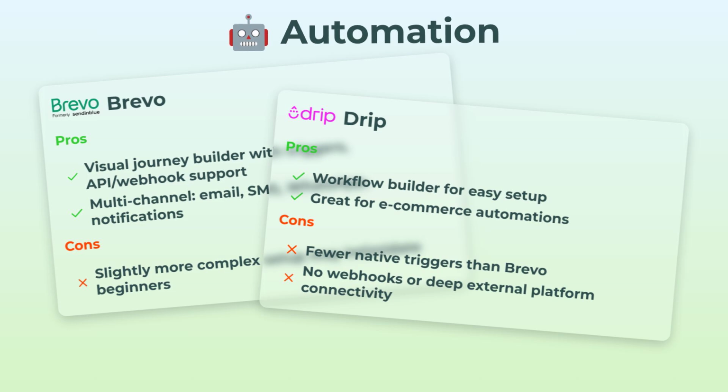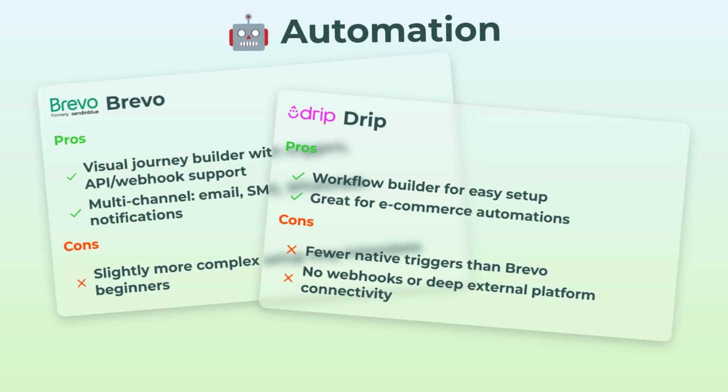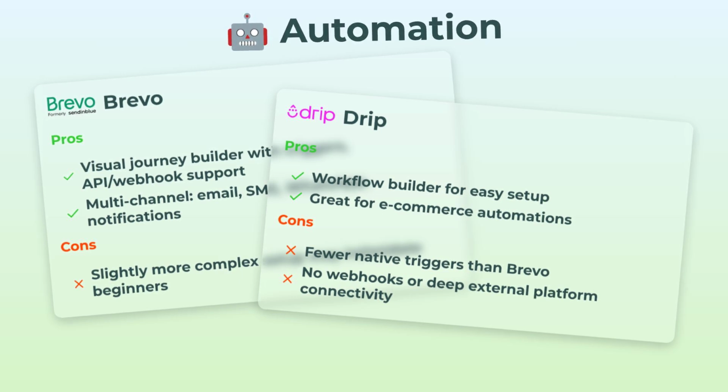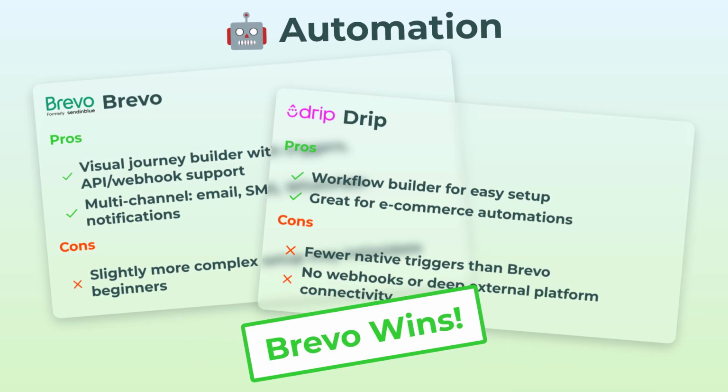Now, Drip, their workflow builder, is way more approachable. Especially for e-commerce, you just drag, drop, and let it handle abandoned carts or repeat customer flows. But there are definitely fewer triggers, and deep integrations like webhooks are not happening here. For sheer firepower, Brevo takes the win.